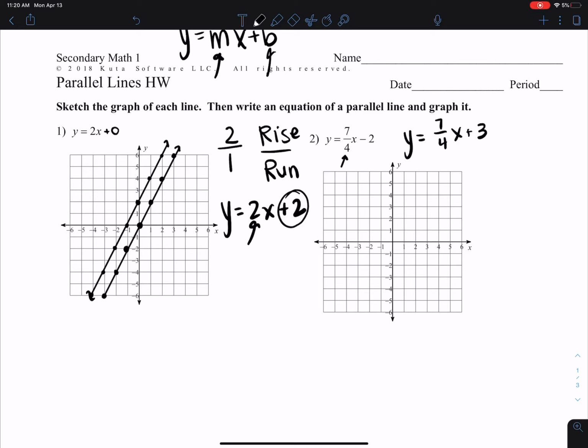So if we graph our original line, the -2 tells us that the y-intercept is at -2. And then our slope is rise over run. So our rise over run is 7 over 4. So we're going to go up 7. So we have 1, 2, 3, 4, 5, 6, 7, and then to the right 4. So we go 1, 2, 3, 4. So that's where our point is.